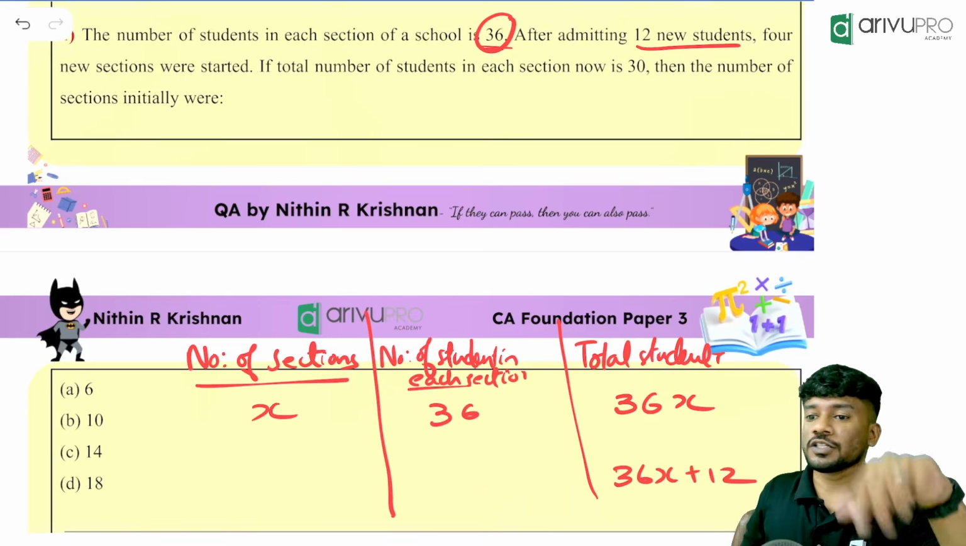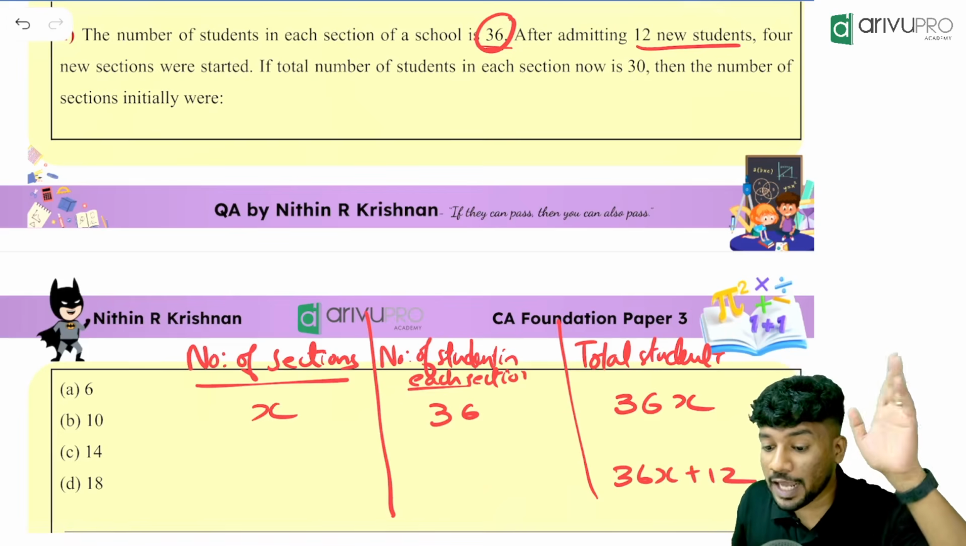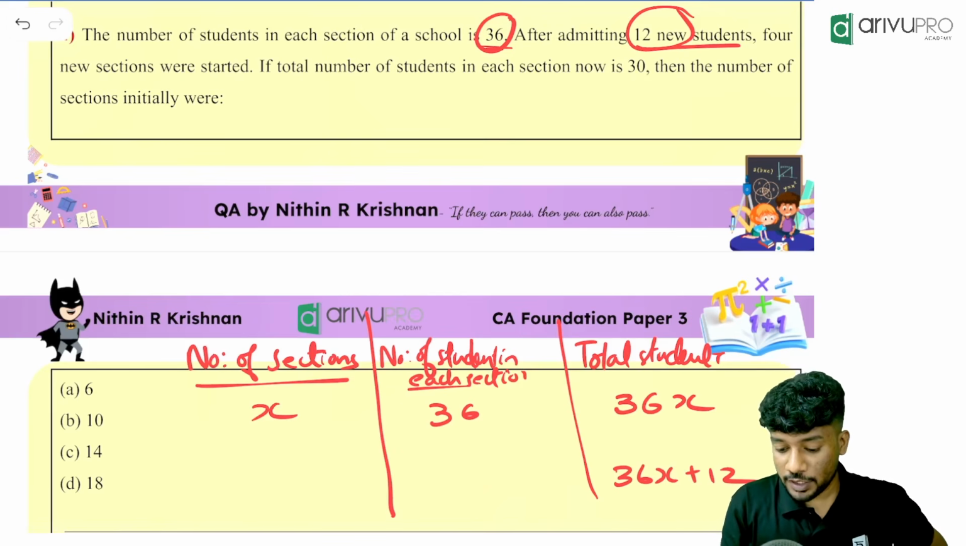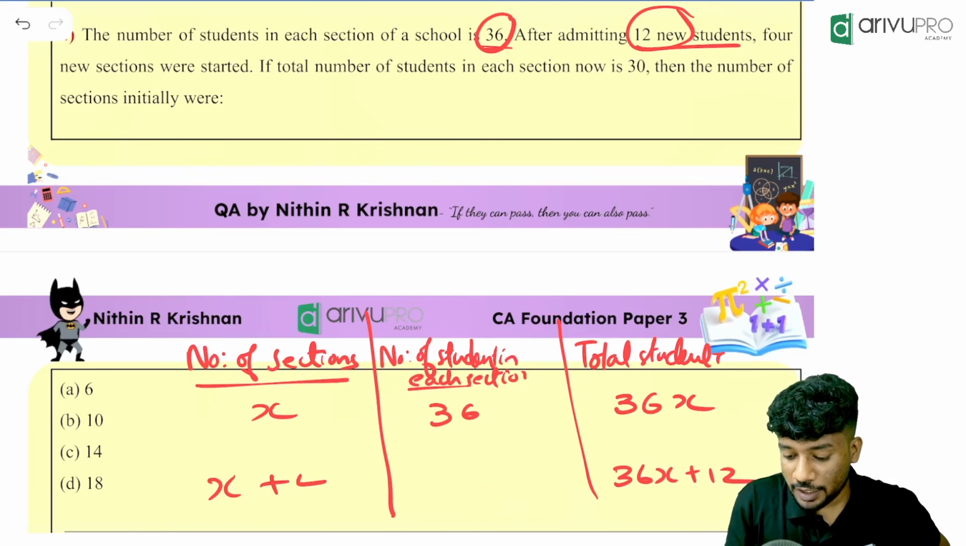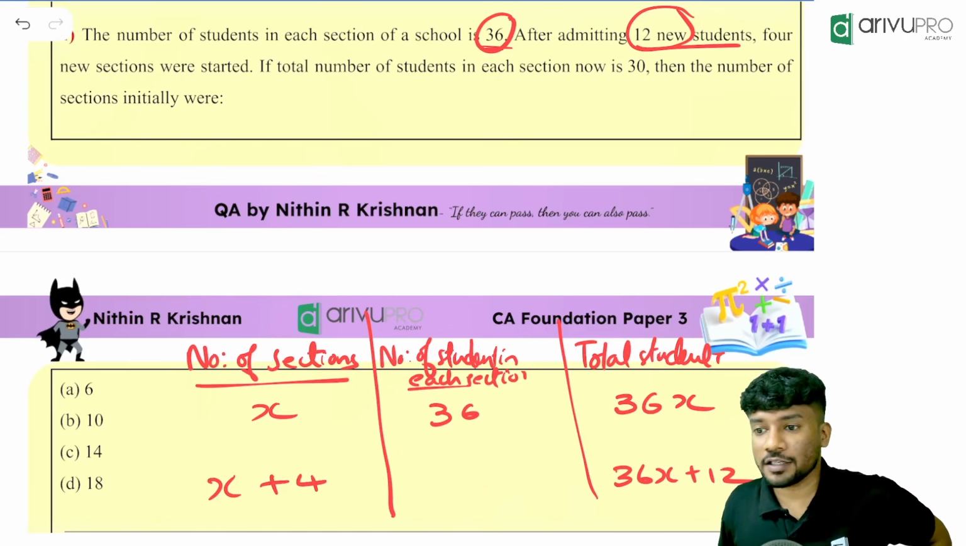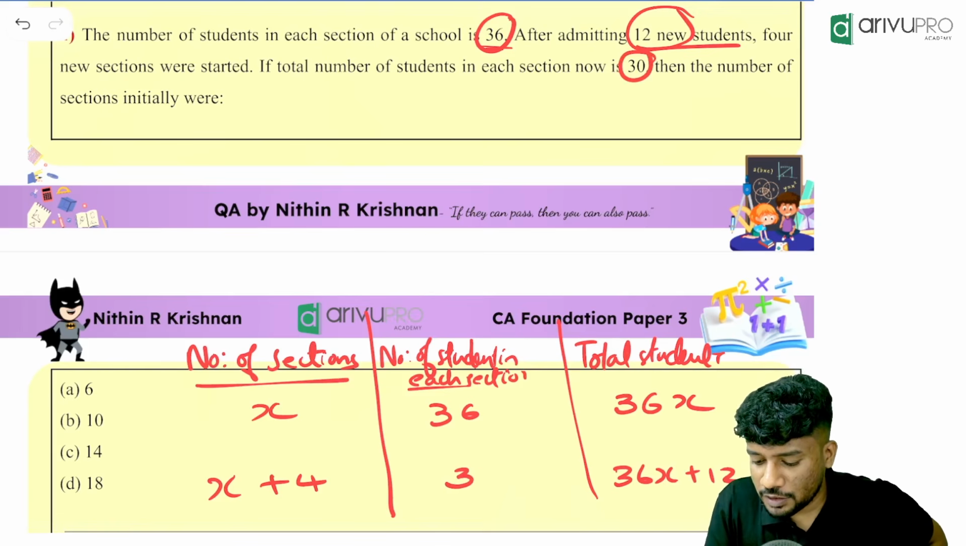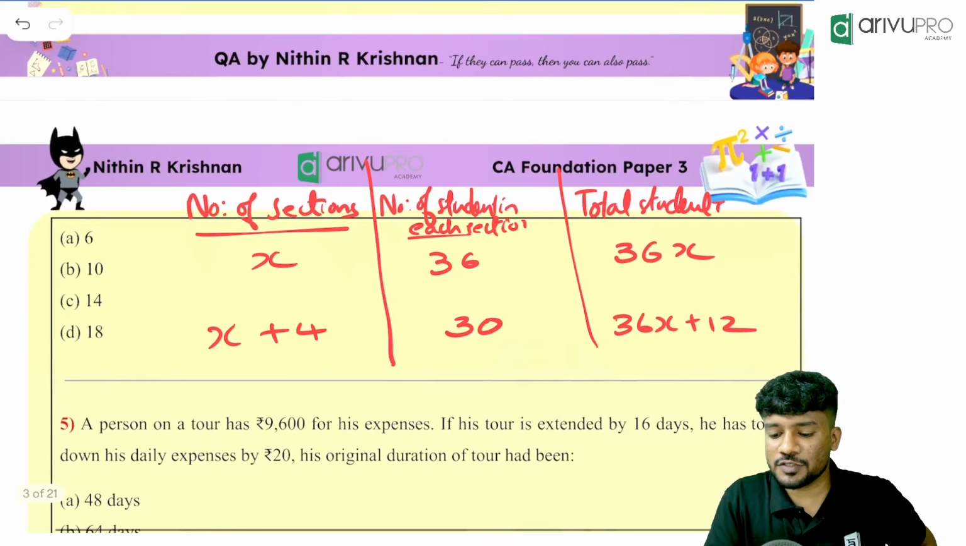Any doubt in this? Now, what happened when 12 new students were added? 4 new sections were there. That means X will become what? X plus 4. Correct? Then the number of students in each section is how much? 30. Okay, this much we understood.